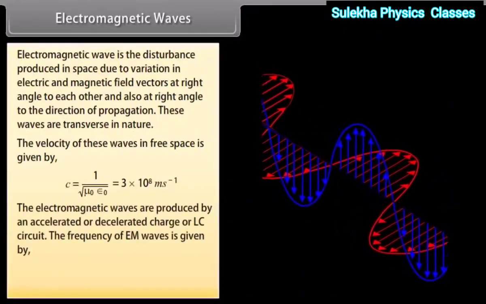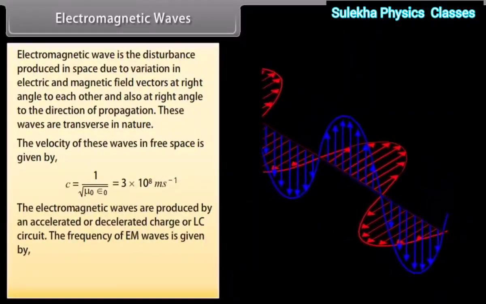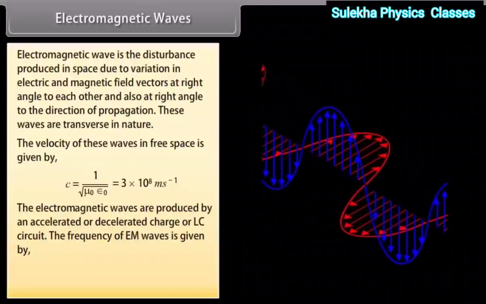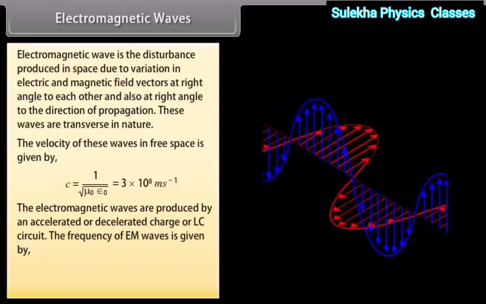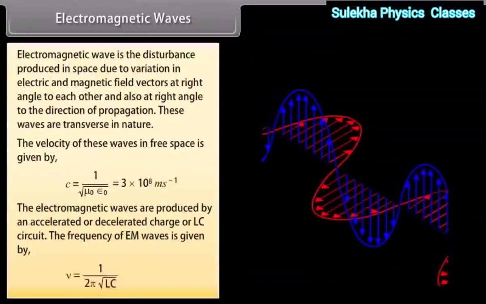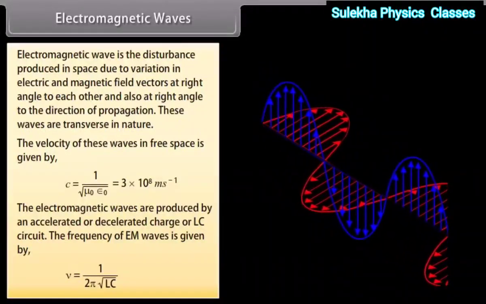Electromagnetic waves are produced by an accelerated or decelerated charge in an LC circuit. The frequency of EM waves is given by 1 upon 2 pi root LC.